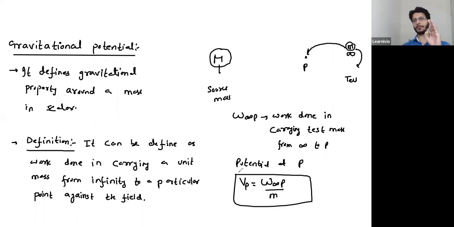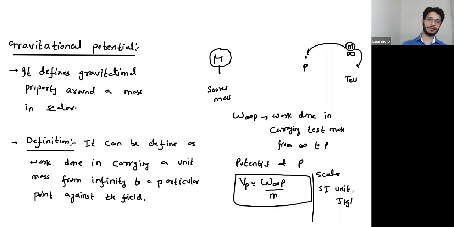There's a very small difference between potential and potential energy. In potential energy, the whole of this work done was equal to potential energy. But for potential, divide this work done by the test mass. So this is the definition of potential. It's a scalar quantity. Its SI unit is joule per kg.